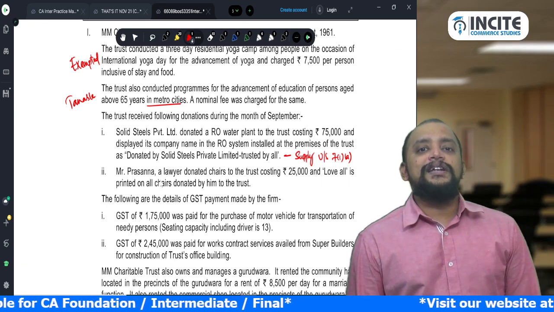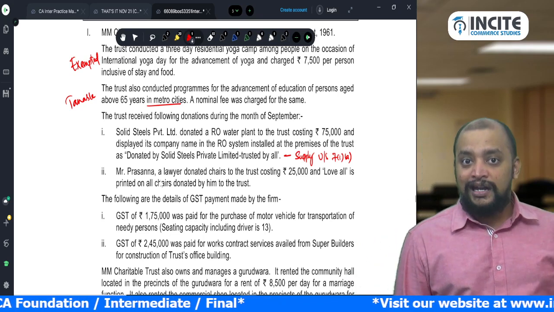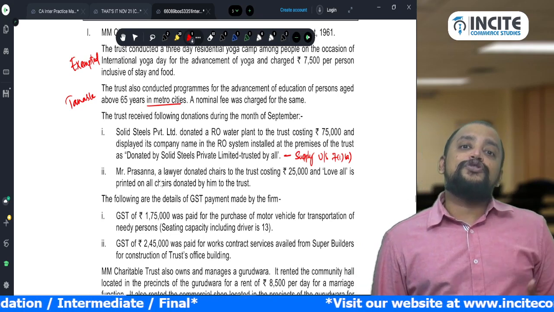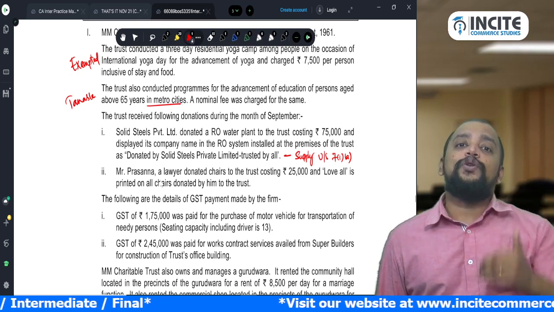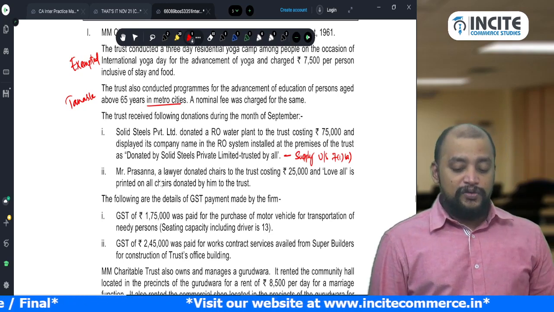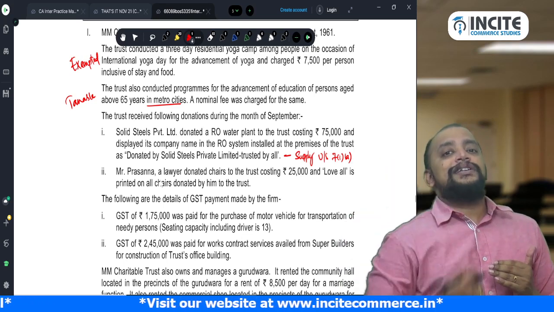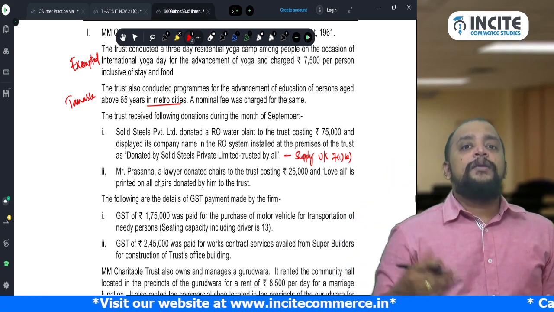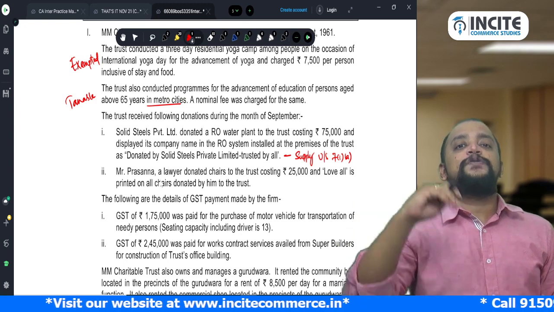So there is a CBIC circular in this regard which says that if display of a name leads to any business advantage to the donor, then it is deemed to be a conditional donation and it will be treated as supply. So the donation is a consideration for the purpose of allowing the other person to display the name.